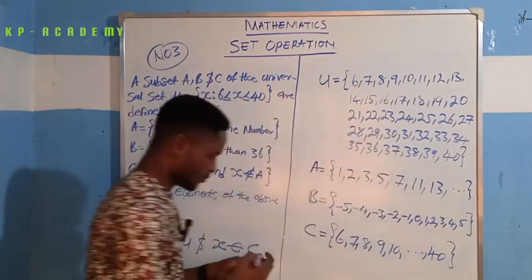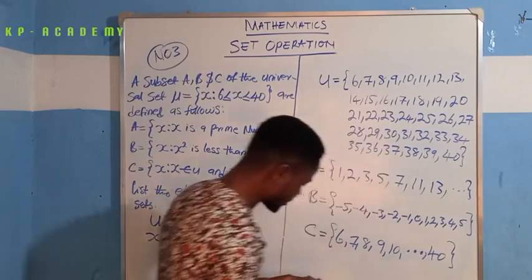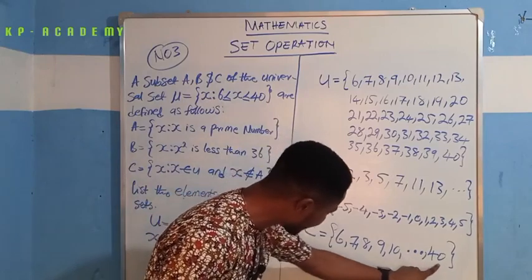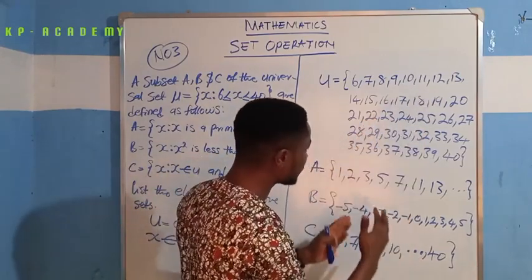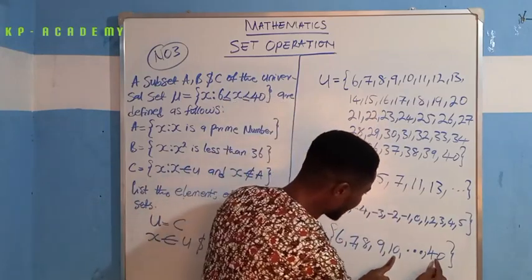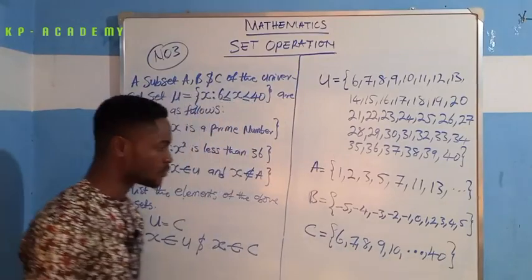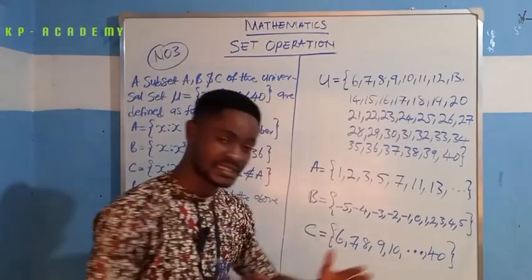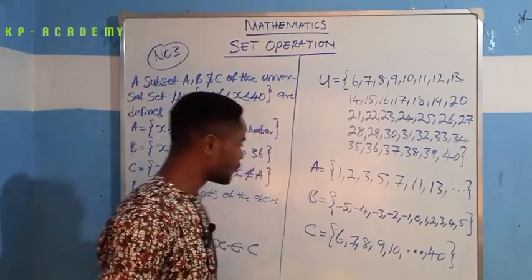Then we close. Let me just quickly explain what I mean by this dot. Set C is the set of 6, 7, 8, 9, 10, 3 dots, then 40. Meaning that these 3 dots include all the whole numbers between 10 and 40. Because of space, we had to put it that way. So whenever you see 3 dots, it is trying to account for the numbers you actually omitted. Very, very important.